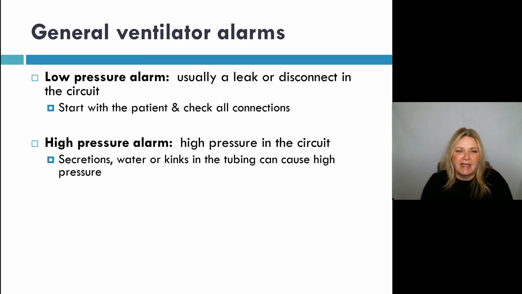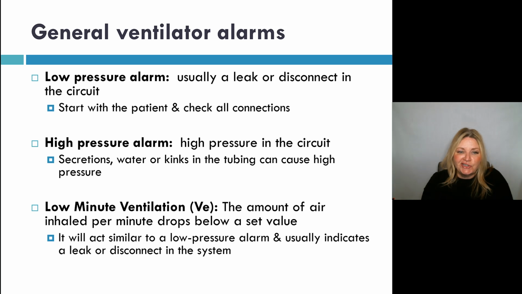Make sure everything's connected. High pressure alarm usually means there's high pressure in the circuit. A lot of the times, this is caused from secretions, maybe water in your tubing, or kinks in the tubing can also cause high pressure. And then finally, the other big alarm you should be aware of is a low minute ventilation alarm. So minute ventilation is just the amount of air that you move in and out of your lungs per minute, and it's very similar to a low pressure alarm in that you should look at your patient, see if there's any leak or any disconnects in the circuit, and then go from there.